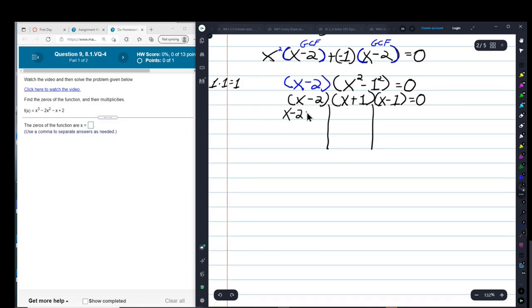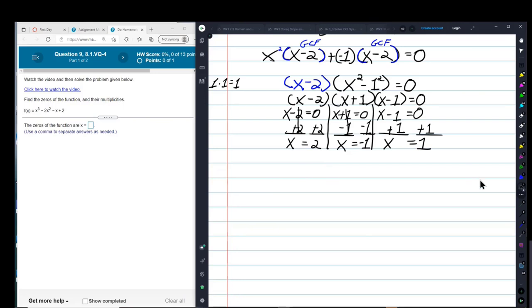So we're going to set each factor equal to 0. X minus 2 equals 0. X plus 1 equals 0. And X minus 1 equals 0. And then add 2 to both sides. Back on the far left, so x equals 2. Subtract 1. Subtract 1. 1 minus 1 is 0. X equals negative 1. Plus 1, plus 1, x equals 1.